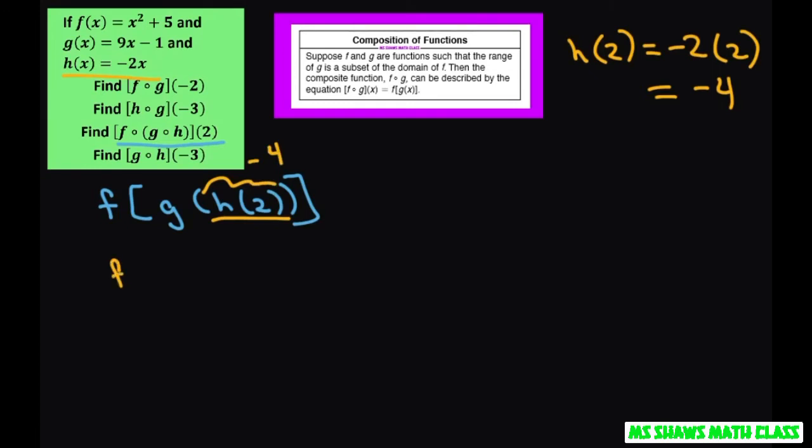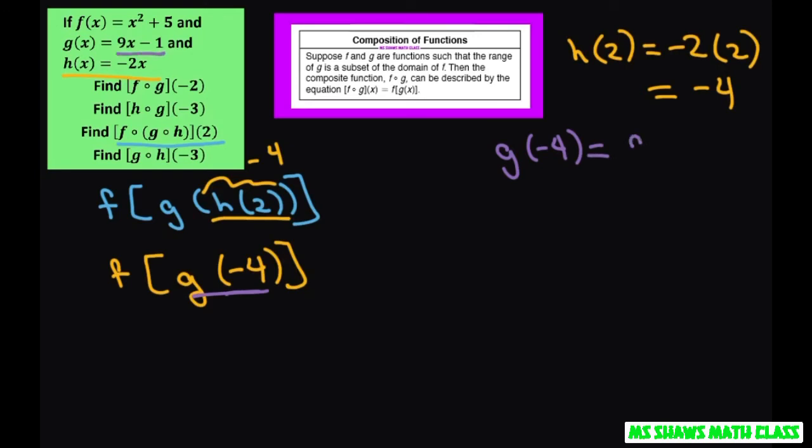So now we have f of g of negative 4. Now let's do g of negative 4, the inner function. g of negative 4 equals 9 times negative 4 minus 1. So this equals negative 36 minus 1 equals negative 37.